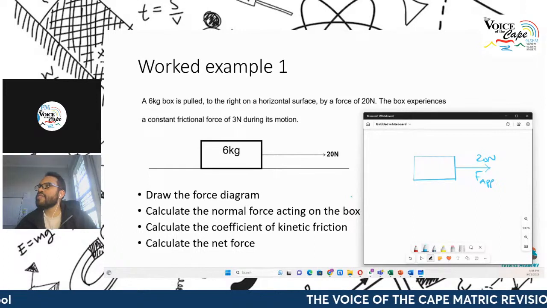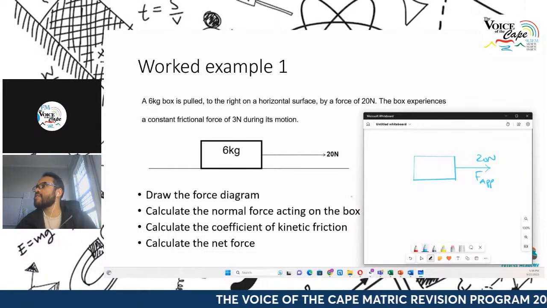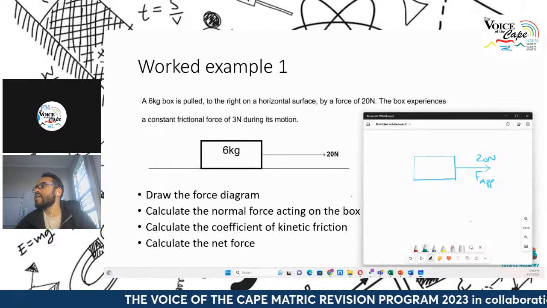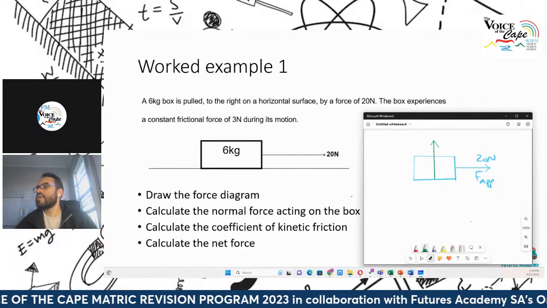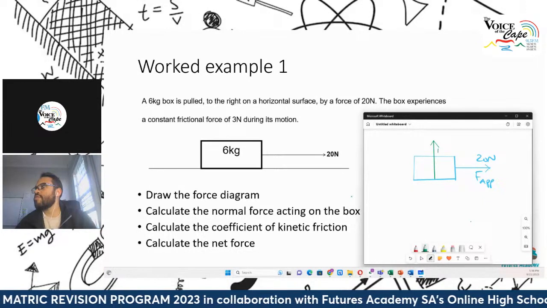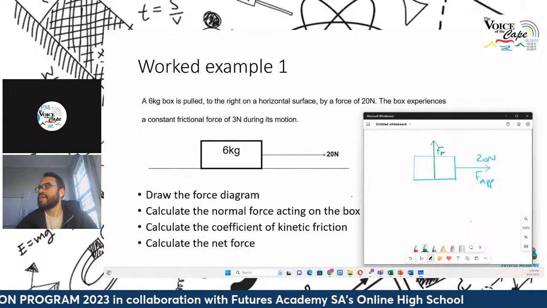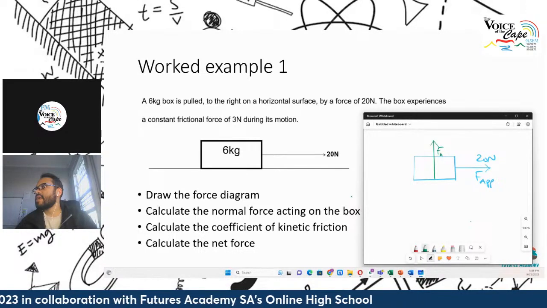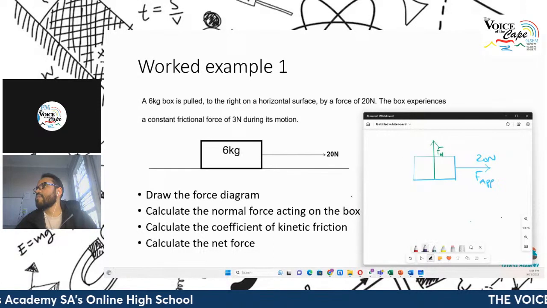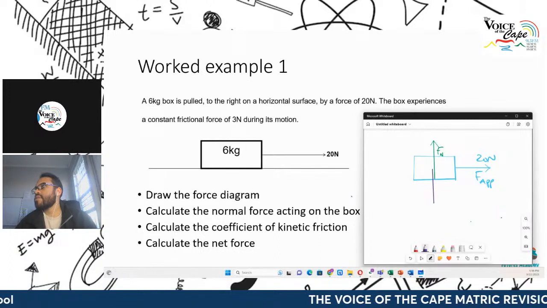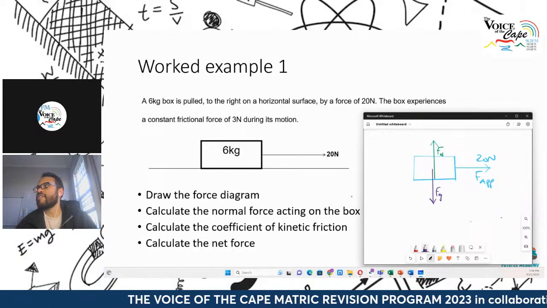Then, because it's on a surface, perpendicular to the surface, I'll have another force. And that force that will act like this will be the normal force, Fn, right? Acting downward, we will have another force. That force will be F little g. That's the force of gravity.